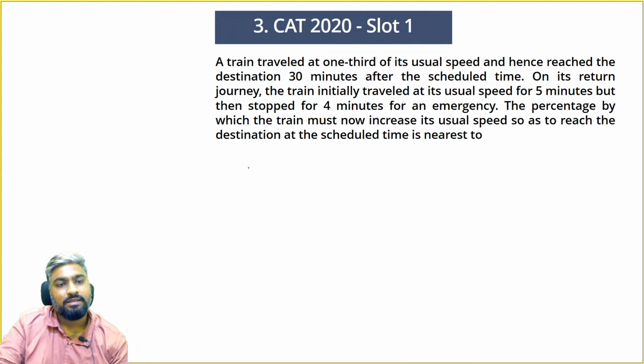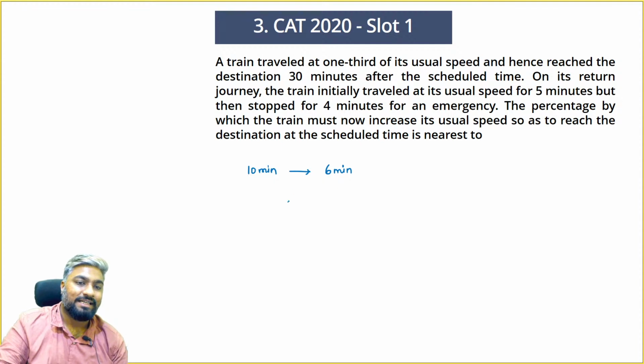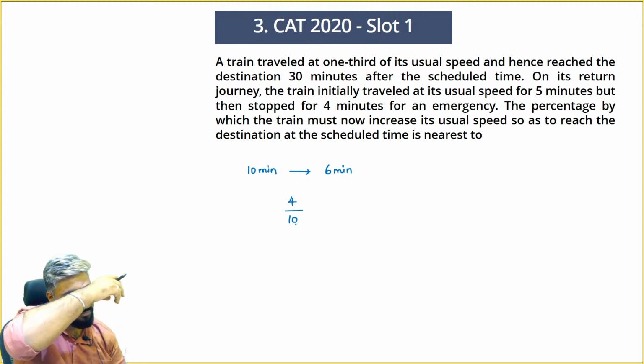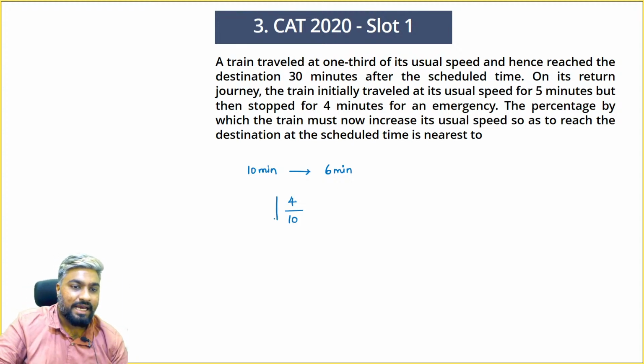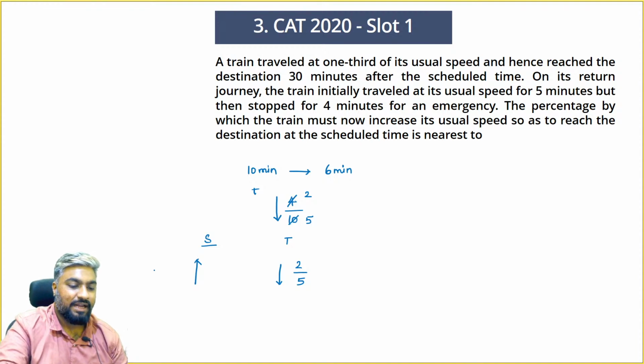So what happens? A 10 minutes journey, if it is covered in 6 minutes, can I say from 10 to 6 the decrease was 4 minutes upon 10 minutes? Say yes if you agree, guys. The decrease in time was 4 by 10, which is 2 by 5 basically. So if time decreases by 2 by 5, then speed should increase. Speed should increase by how much?